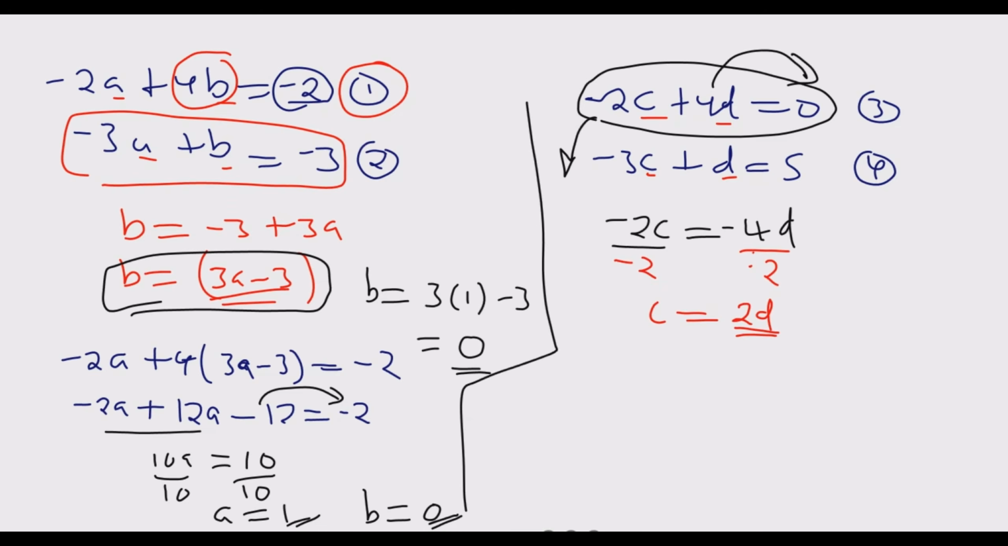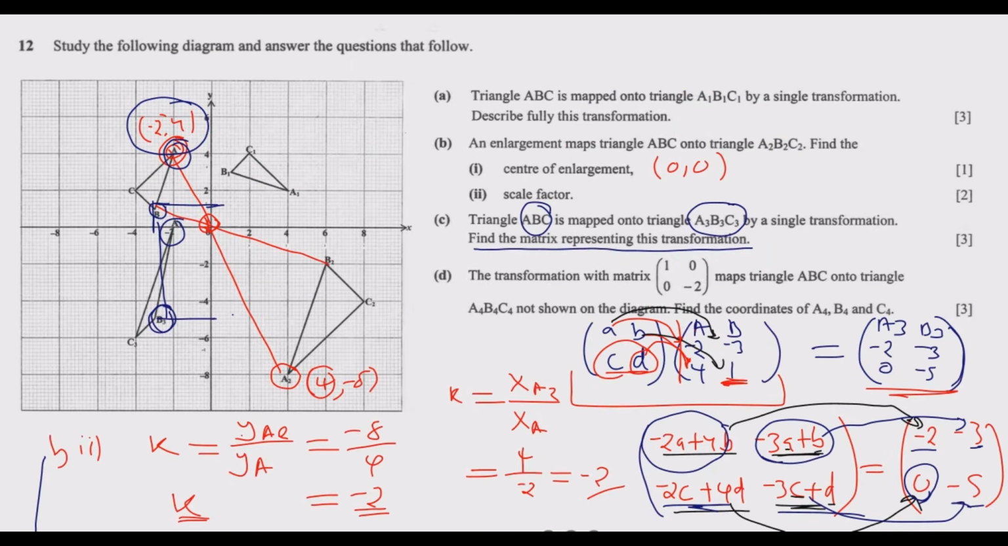So since C equals 2D, whenever there is a C in this equation, I can substitute with this one. So I'm going to have negative 3, then multiply by C. What is C? C is 2D. Then plus D equals basically negative 5. Remember, this is negative 5, not a positive. I think we made a mistake here. This is a negative 5.